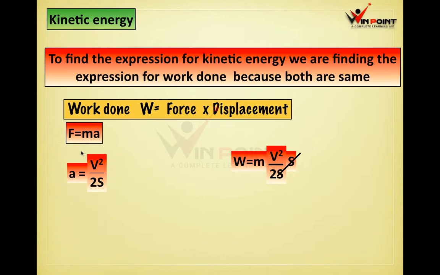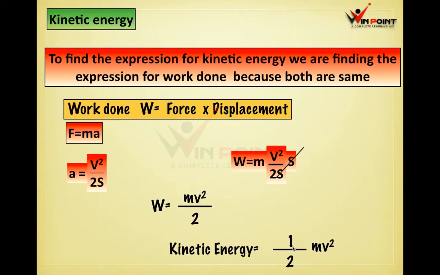Force is m into A, and instead of A we can use V square by 2S. So we can substitute these two values here. W is equal to force into displacement. Instead of force we can write m into V square upon 2S, into displacement S. V square upon 2S into S. These two S will cancel each other. Then W is equal to mv square by 2. W is work done, but we can take it as kinetic energy. So kinetic energy is equal to half mv square.